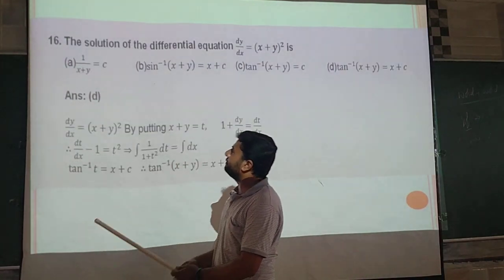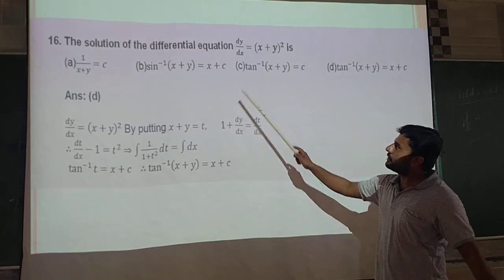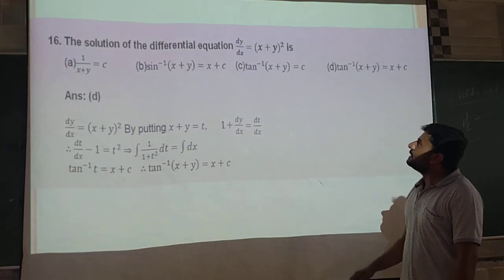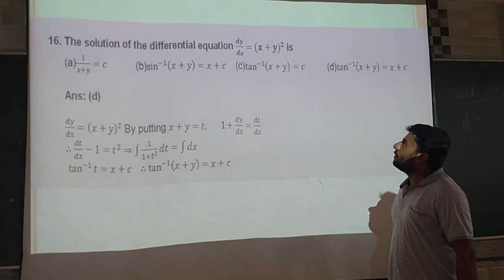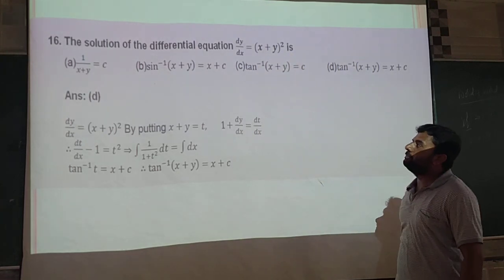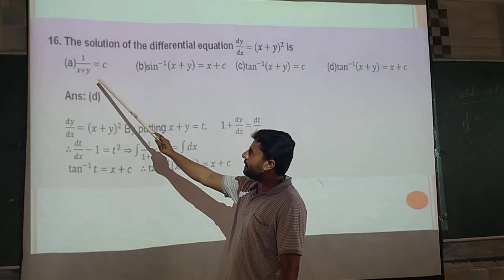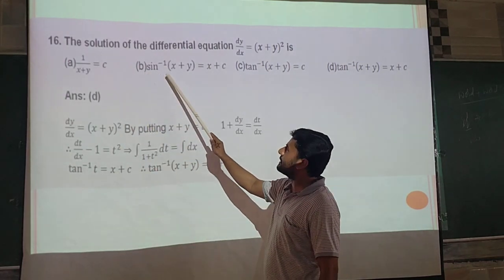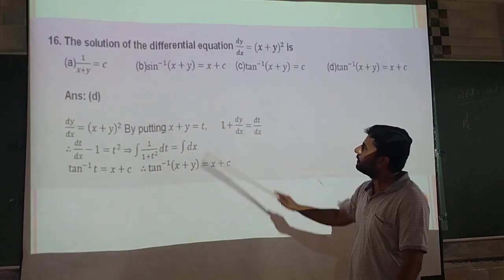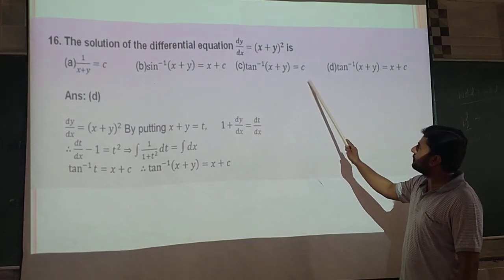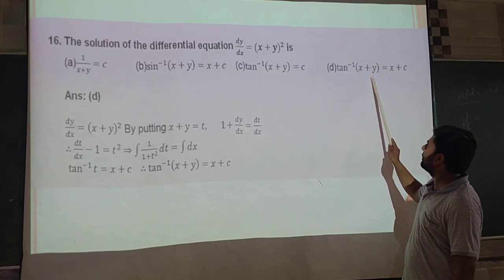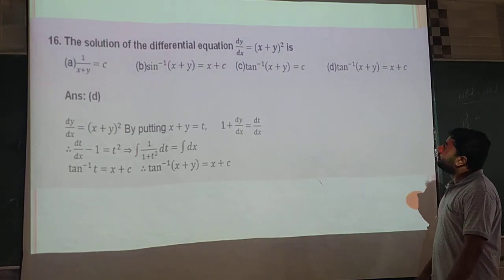The next question. The solution of the differential equation dy by dx is equal to x plus y whole square is: option A, 1 by x plus y is equal to c. Option B, sin inverse of x plus y is equal to x plus c. Option C, tan inverse of x plus y is equal to c. Option D, tan inverse of x plus y is equal to x plus c.